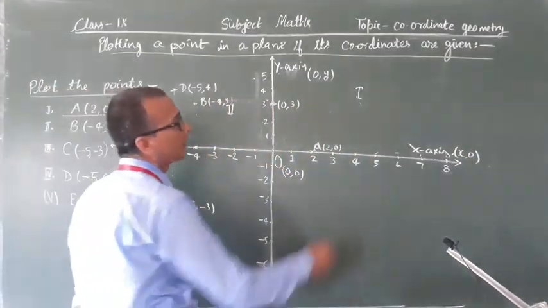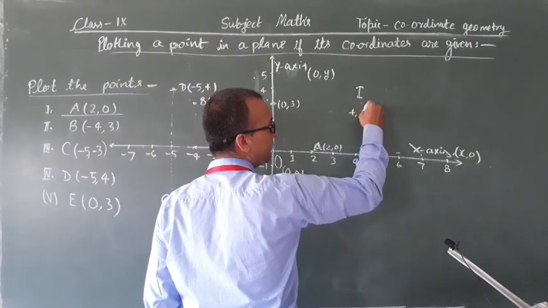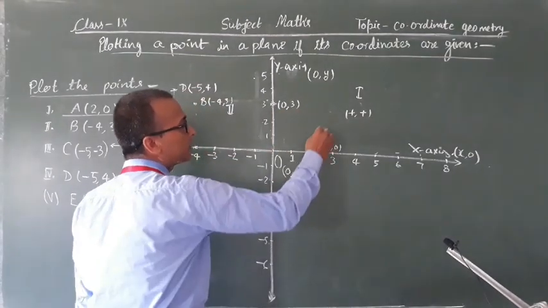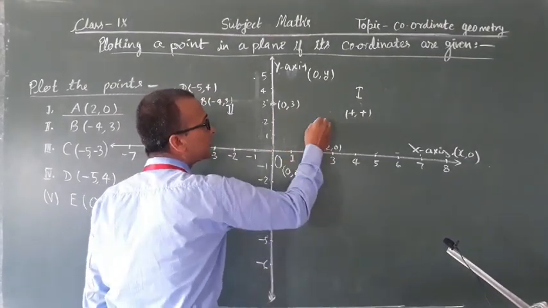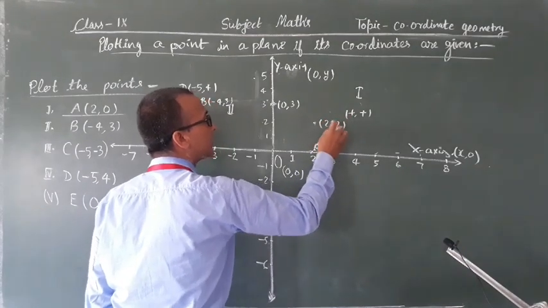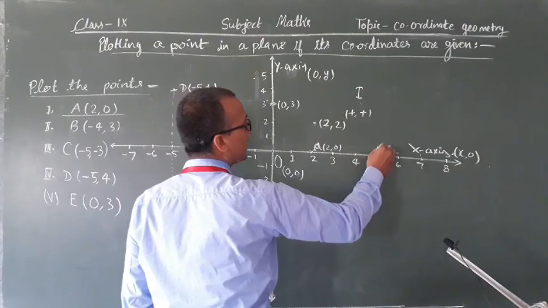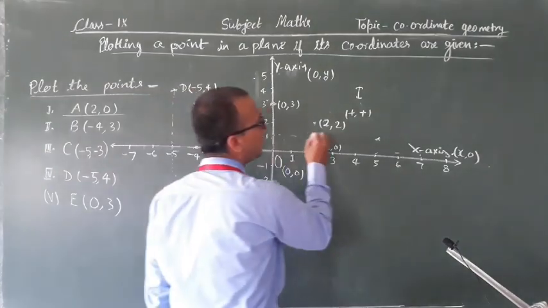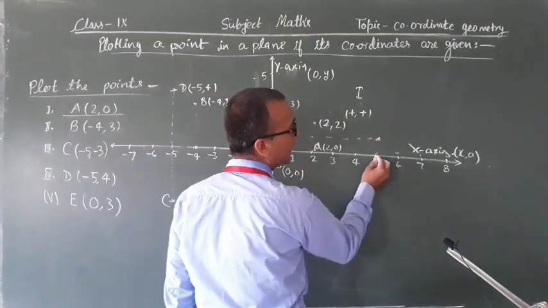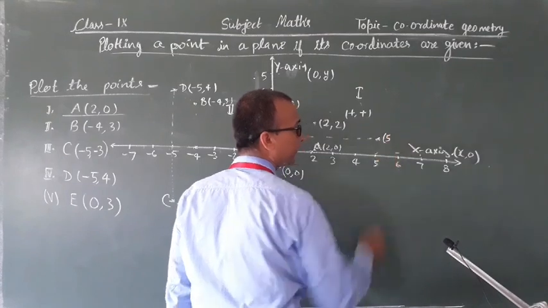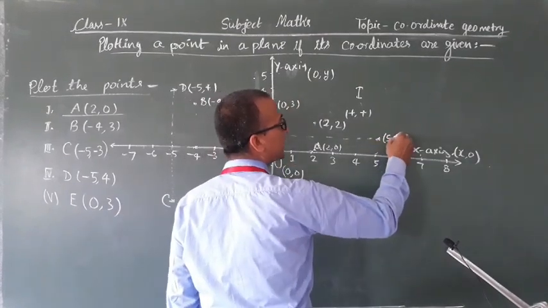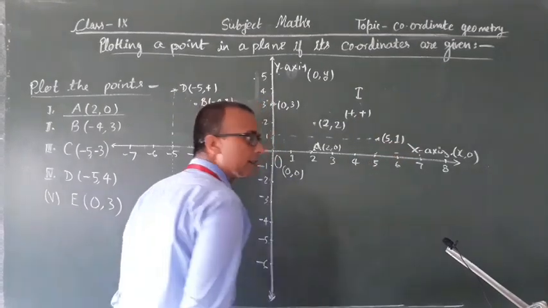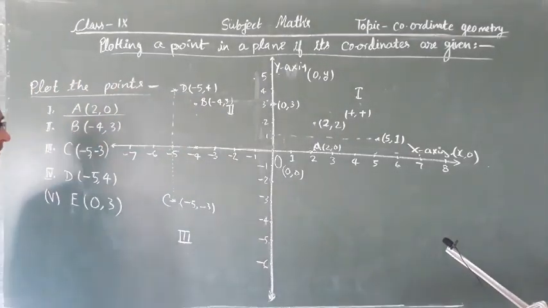In the first quadrant all the points will be positive, the values of x and y both. Suppose this point is (2, 2). Both are positive. What are the coordinates of this point? This point will be 5 units on the x-axis, means 5, and 1 unit in the upward direction, plus 1. It is in the first quadrant and also the values of x and y are positive.